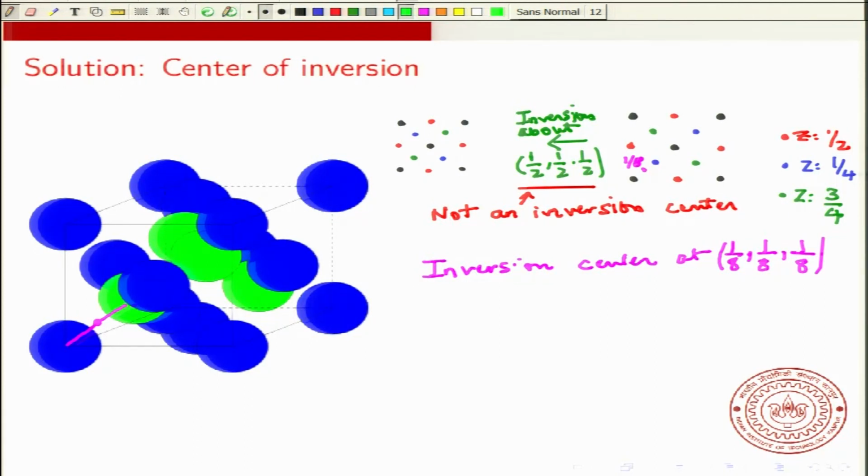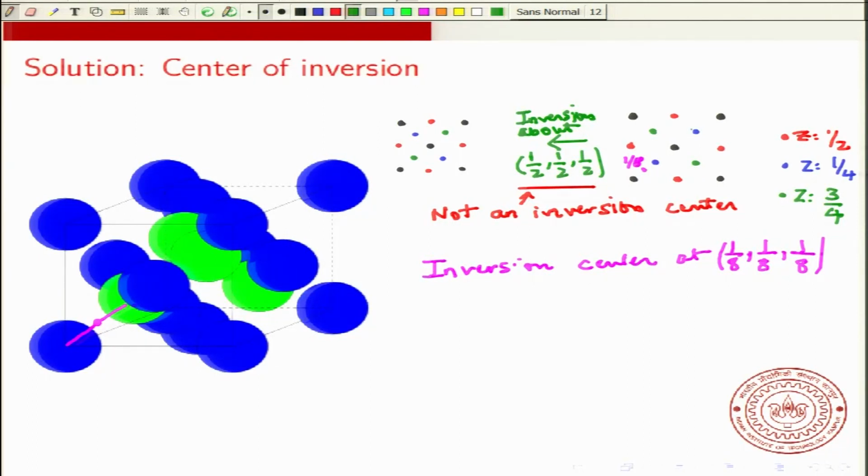then what will happen is an atom at height 3/4 will become an atom at height 1/4. And if you go through the whole exercise, you will see that inversion about this center point, the center point has fractional coordinates half, half, half. So if you do an inversion about the center point, then you will get a crystal that looks different from what you started with, in the following sense.